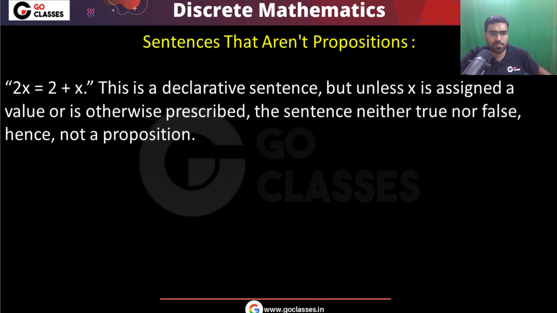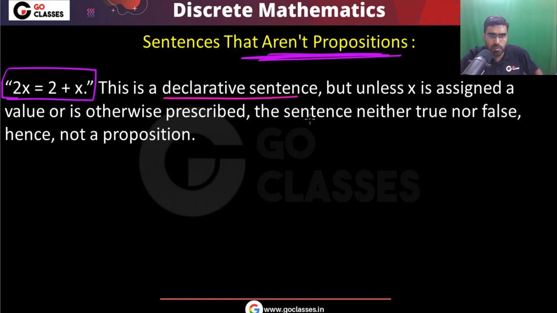Let's consider this example: 2x equals 2 plus x. This sentence is not a proposition. The reason is simple: this is a declarative sentence, but unless we know the value of x we are putting, this sentence is neither true nor false.